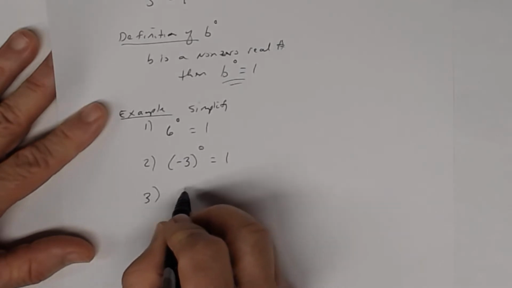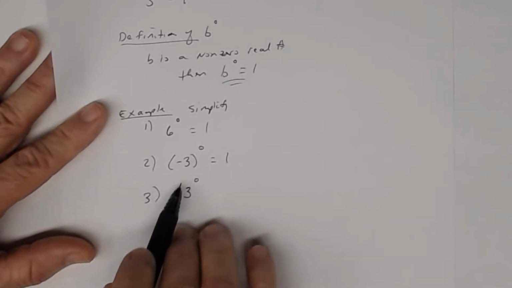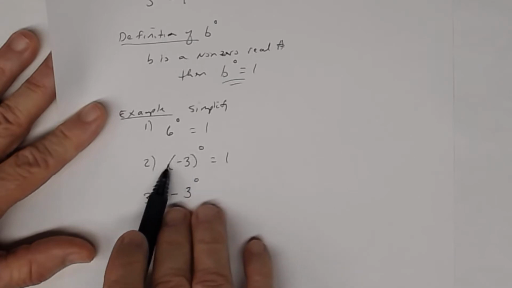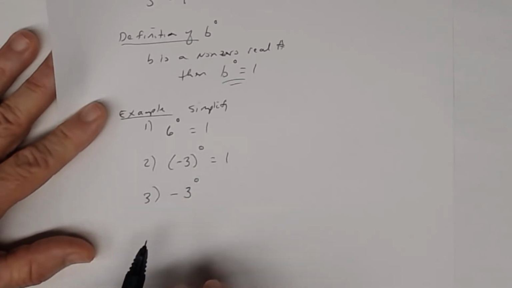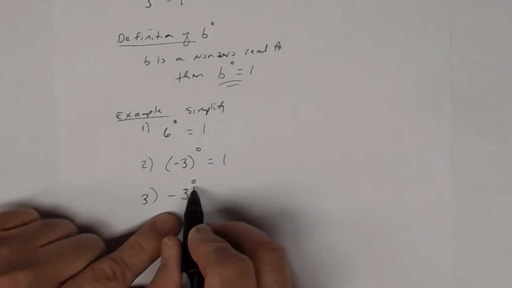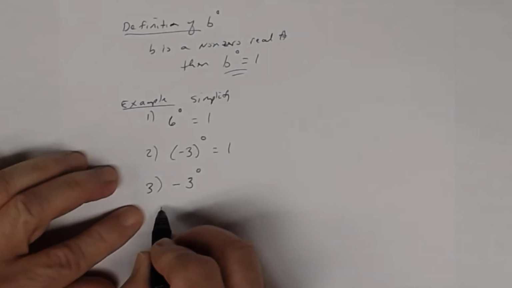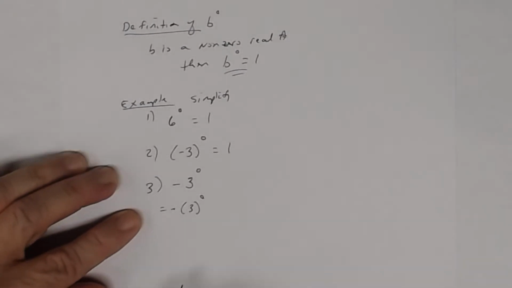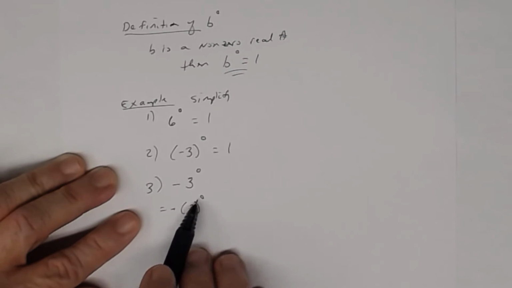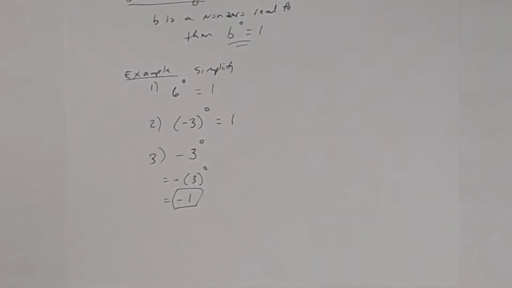Now be careful with this one. What if you had negative 3 to the 0 power, without parentheses? Those are different. The base in the previous one is negative 3 because it's in parentheses. Here there are no parentheses, so the only number being raised to the 0 power is this 3. You may want to rewrite it like this. 3 raised to 0 is 1, so this becomes negative 1. There's your answer, negative 1. So be careful.